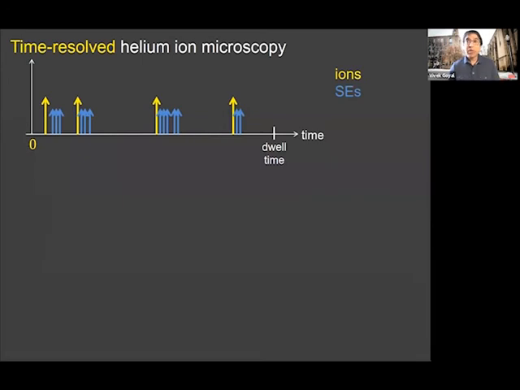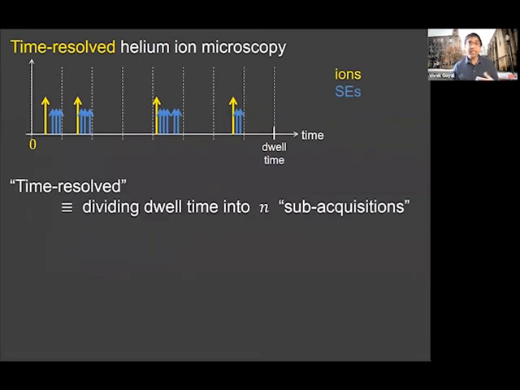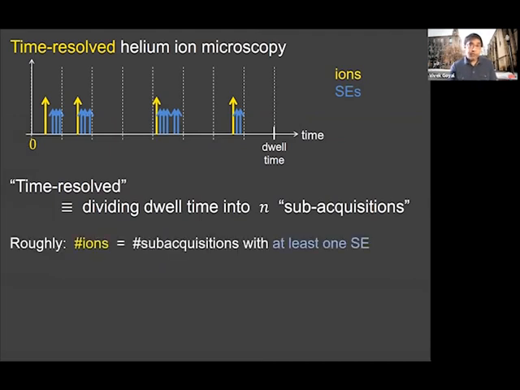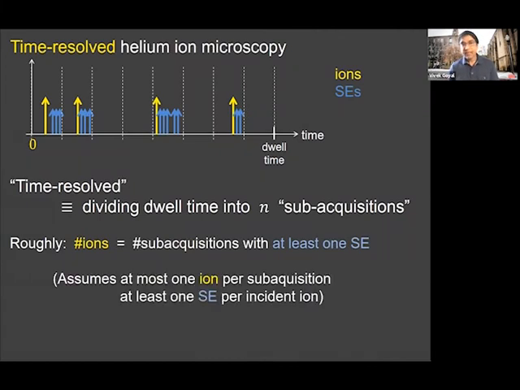We use time resolution by dividing the dwell time into n sub-acquisitions. When the sub-acquisitions are short enough, we can say roughly that the number of incident ions is the number of sub-acquisitions with at least one secondary electron. That's very rough thinking. That's based on assuming at most one ion per sub-acquisition and at least one secondary electron per incident ion. So it's kind of just a plausibility argument. But this plausibility argument tells us that time resolution can essentially make the number of incident ions known.